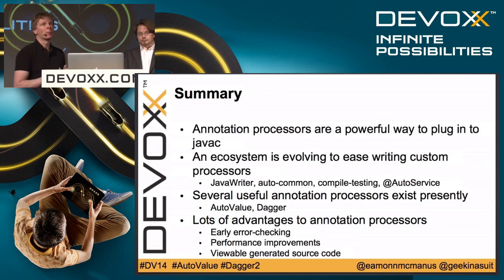And there are a bunch of important advantages to annotation processors that we've seen. The early error checking, the fact that you actually see the errors in your IDE, that's just golden. Performance improvements, like what we saw with Dagger, the fact that a lot of stuff is being done at compile time rather than using reflection at runtime. And you can see the source code that's being generated, and that makes it a lot easier to understand.